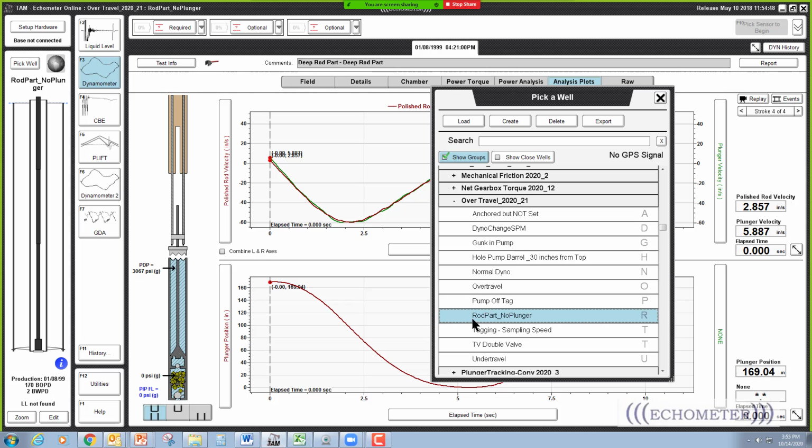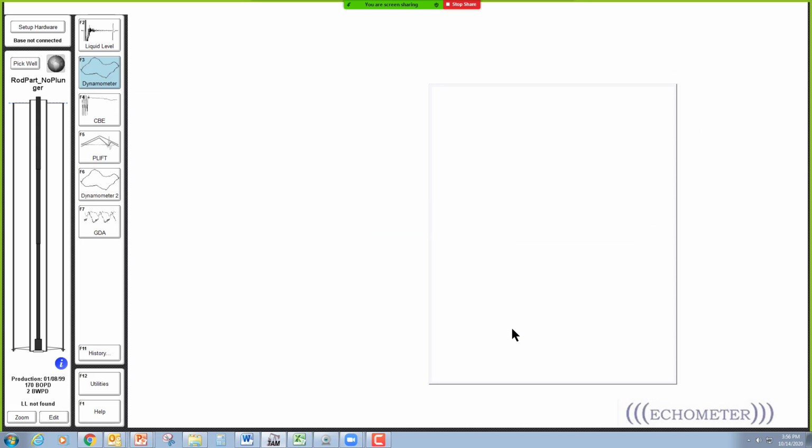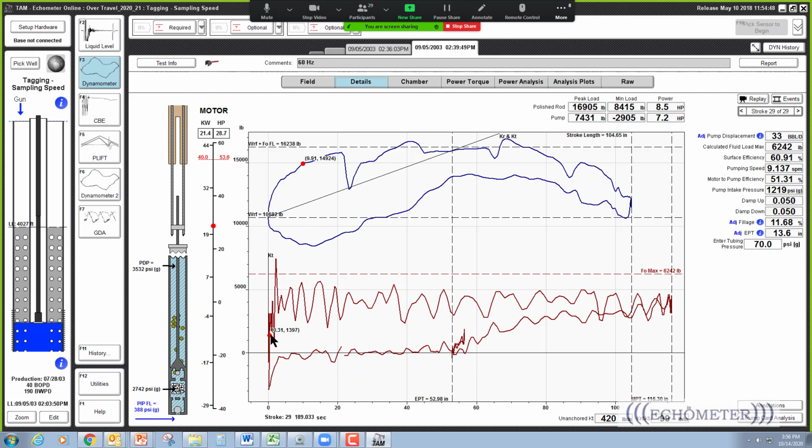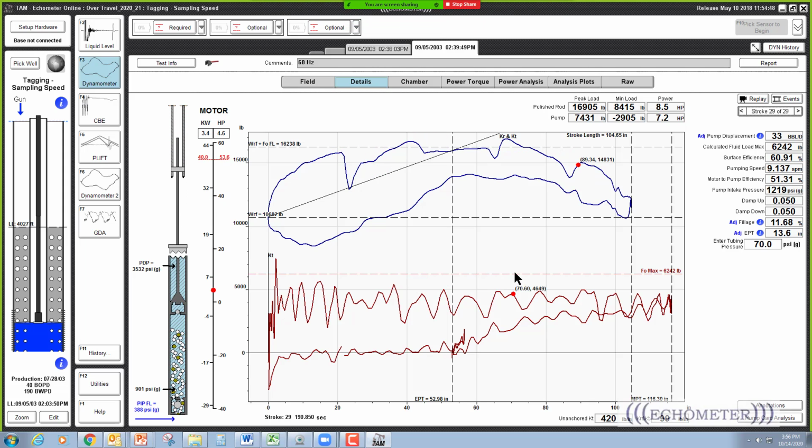All right, so this data here is not real old, but it's kind of old, and this is when we first started talking about sampling at high speed. When we go look at this data, if I go to the details tab, this is a good example of a fiberglass rod string.